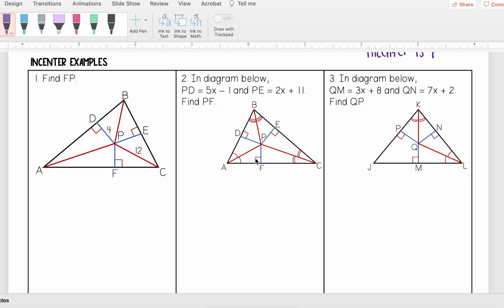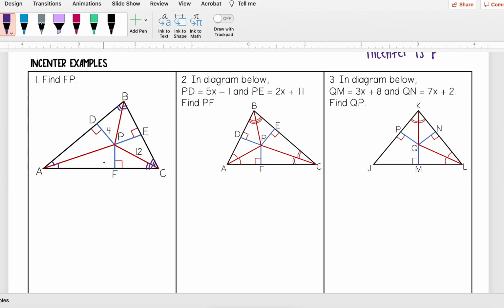So for this video, we're going to go through some examples of applying the properties of an incenter. For number one, I want to find FP. I am given that these are all perpendicular lines, and I do know also that P is the incenter, so that means that these angles are congruent. And so I want to find the length of FP.